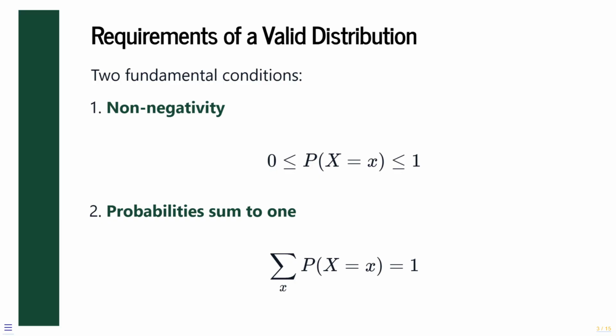For a probability distribution to be valid, it must satisfy two essential conditions. First, probabilities must be non-negative and cannot exceed 1. In other words, every probability must lie between 0 and 1 inclusive. Second, the probabilities of all possible outcomes must sum to exactly 1. This reflects the fact that some outcome in the sample space must occur on every trial. These two rules are simple but fundamental and should always be checked before using a distribution in calculations.